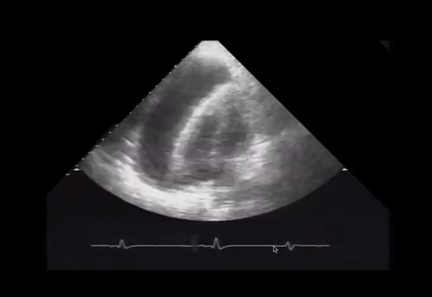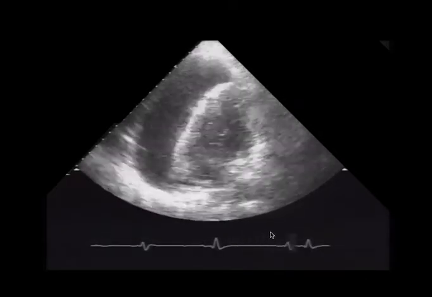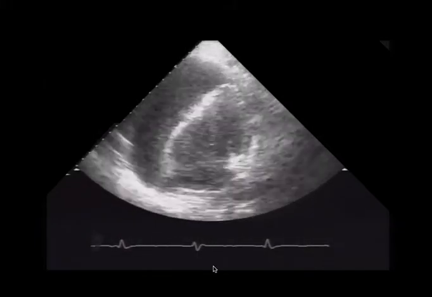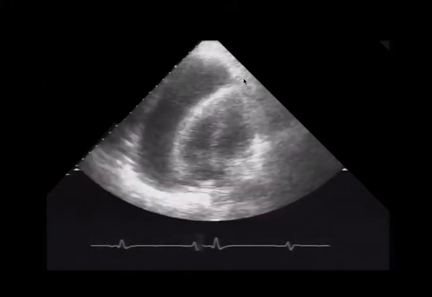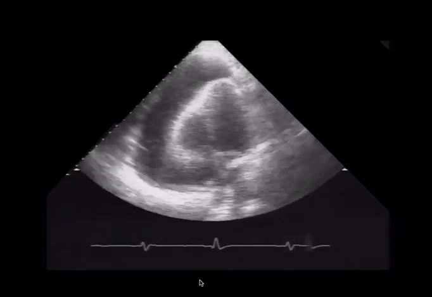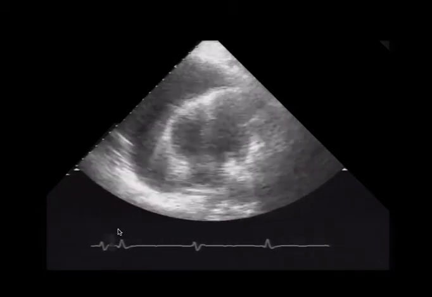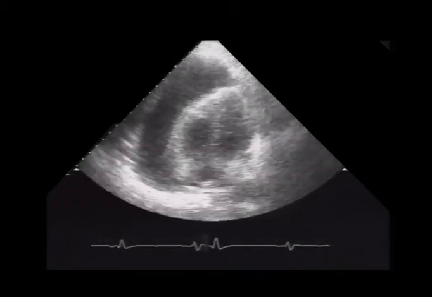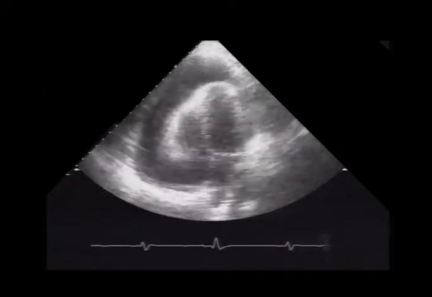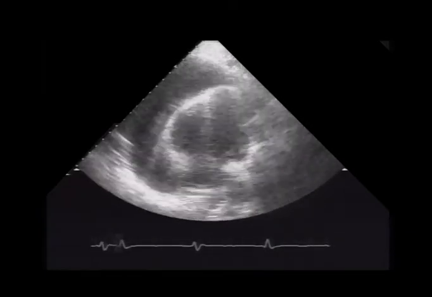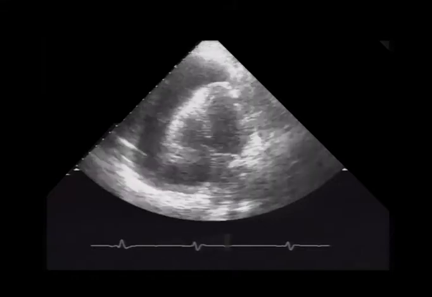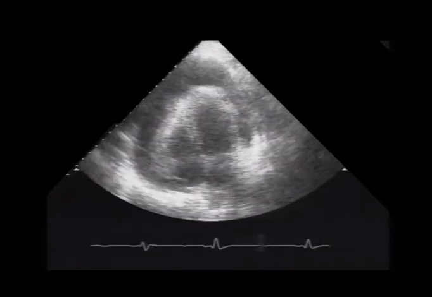But the most common finding on an electrocardiogram of pericardial tamponade is not electrical alternans. It's just simply low voltage ECG. But it is cool when you see electrical alternans. But again, echo is a much better test than electrocardiography for this diagnosis.